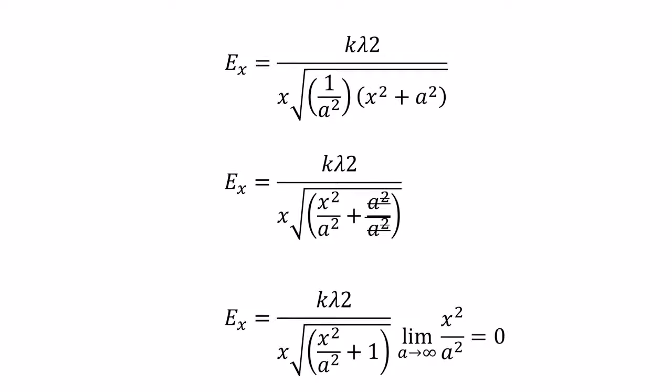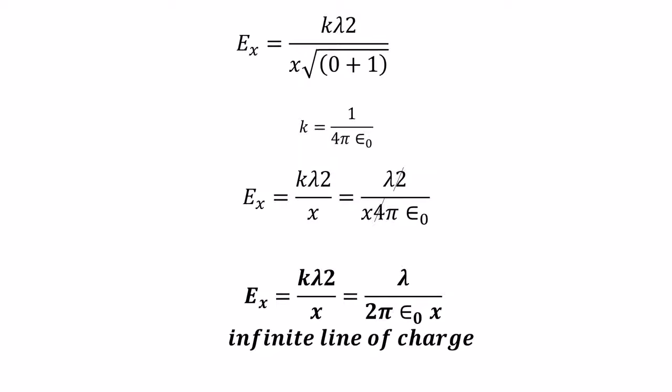Since 1 over a is equal to the square root of 1 over a squared, we can put 1 over a squared inside the square root. After you put 1 over a squared inside the square root, distribute it to the terms, and we can cancel out a squared over a squared. Remember that we are assuming that a approaches infinity, so we have to find its limit. Since the limit of x squared over a squared as a approaches infinity is equal to 0, we can have the equation of the electric field in the x-axis as k lambda 2 over x times the square root of 0 plus 1, which is equal to k lambda 2 over x.